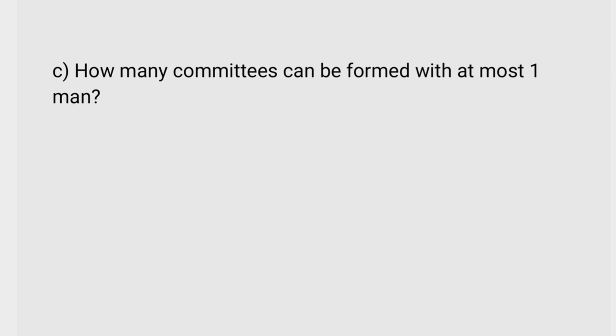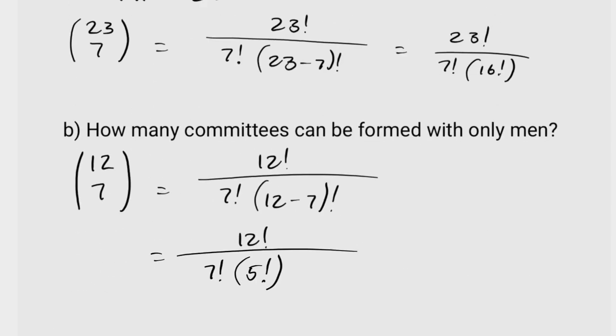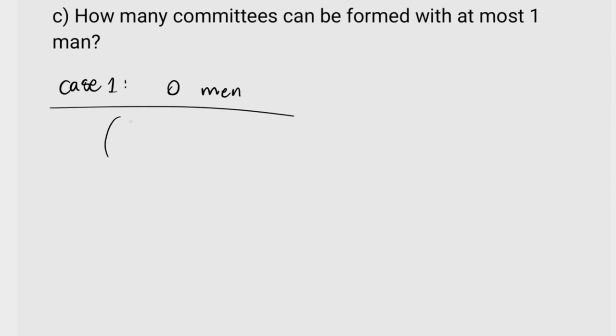How many committees can be formed with at most 1 man? What I want you to notice about at most is that it could include 0 men and it could include 1 man. So let's say case 1, 0 men. In the case in which there are 0 men, then it would be all the women. So 11 women choose 7. I'm not going to simplify that. And then case 2 is 1 man.